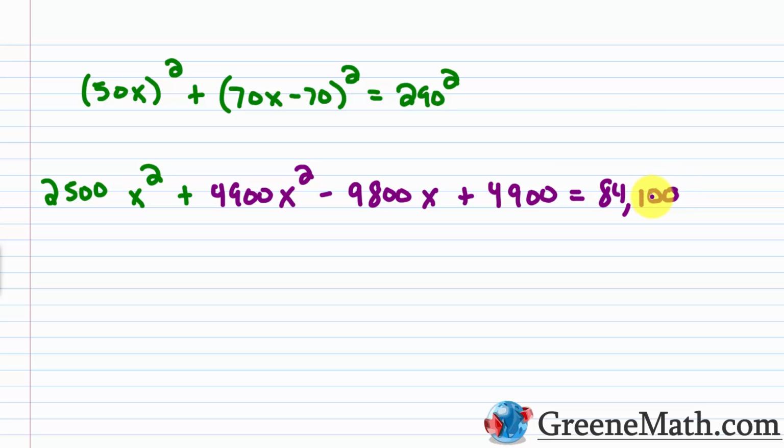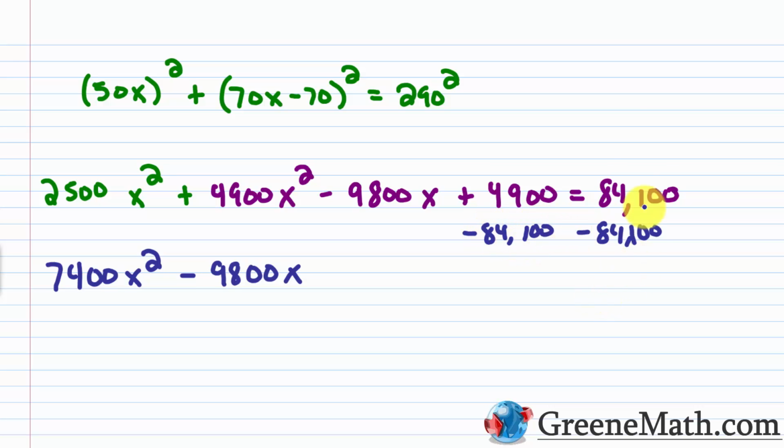So let's do some simplifying, and then I'll show you what we can do to make this as easy as possible. All right, so 2,500x squared plus 4,900x squared, those are like terms, so we can combine them. If I add 2,500 and 4,900, I get 7,400. So this is 7,400x squared. Then minus 9,800x, I can't do anything with that as of yet, so we'll just leave that as it is. And then over here, I'm going to subtract 84,100 away from each side of the equation.